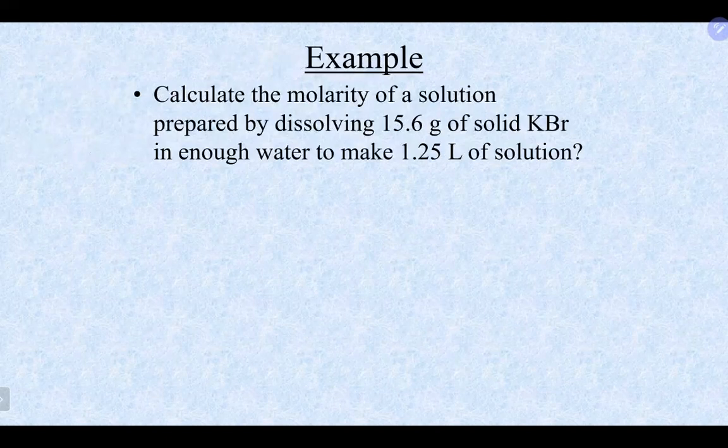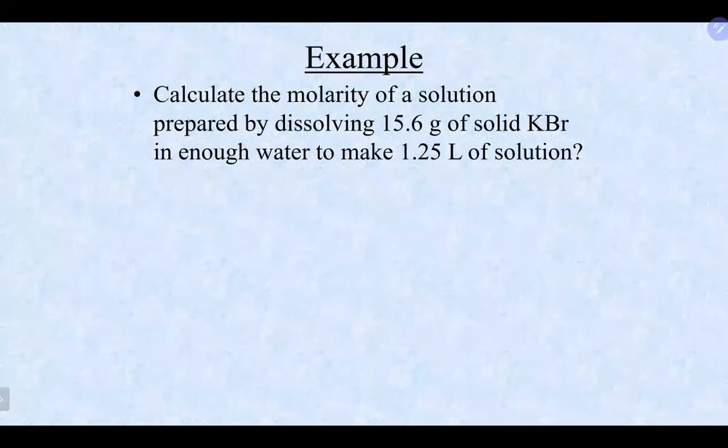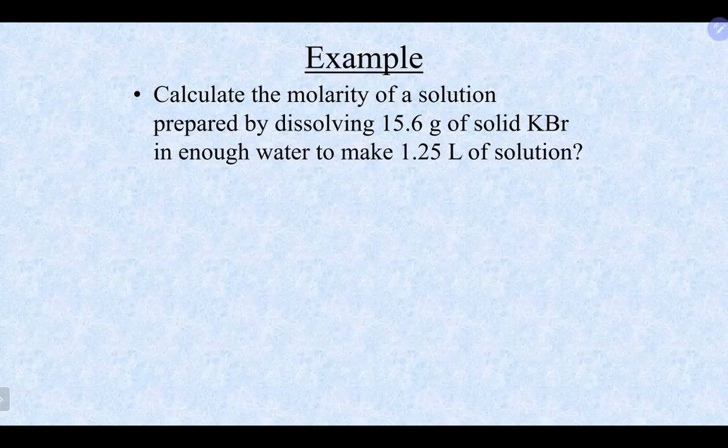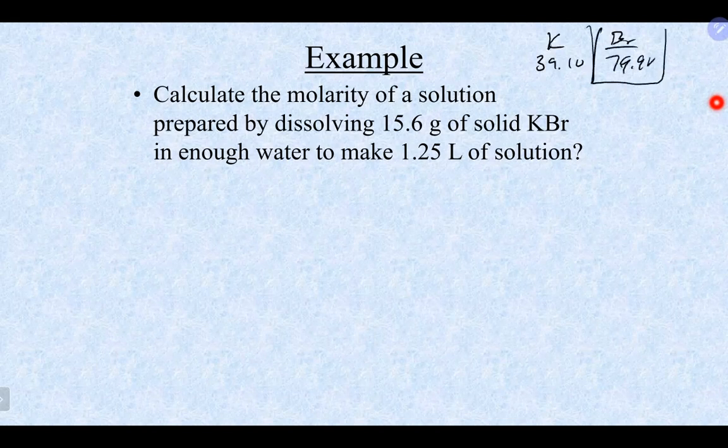All right, so why don't we try one here? Calculate the molarity of a solution prepared by dissolving 15.6 grams of potassium bromide in enough water to make 1.25 liters. Since we're getting to the end here, we'll do this together. Potassium there is, I think, 39.10. Bromine is 79.90 from the periodic table. So we do want to calculate the molarity here. So molarity is moles per liter.